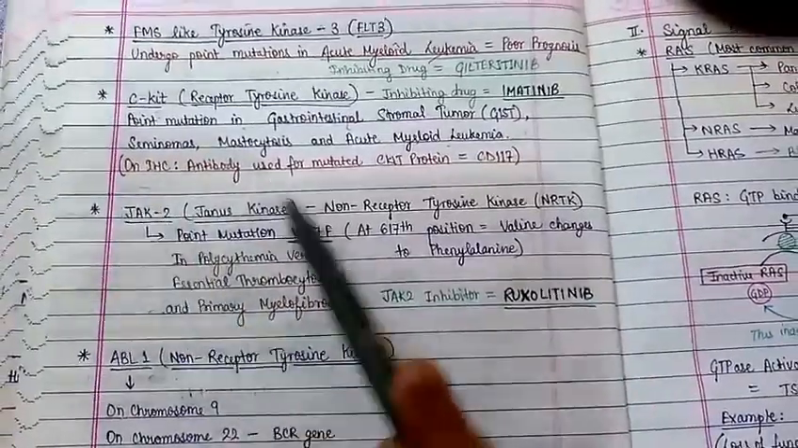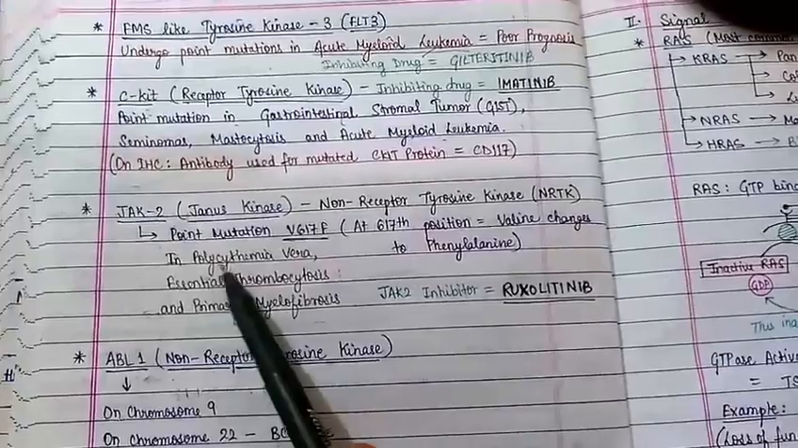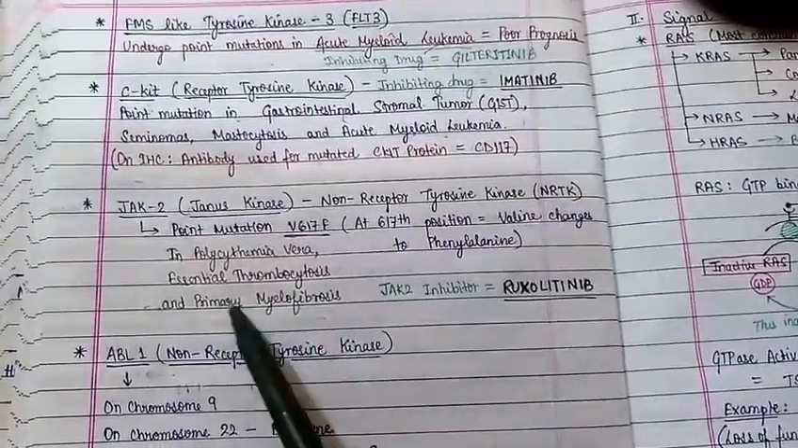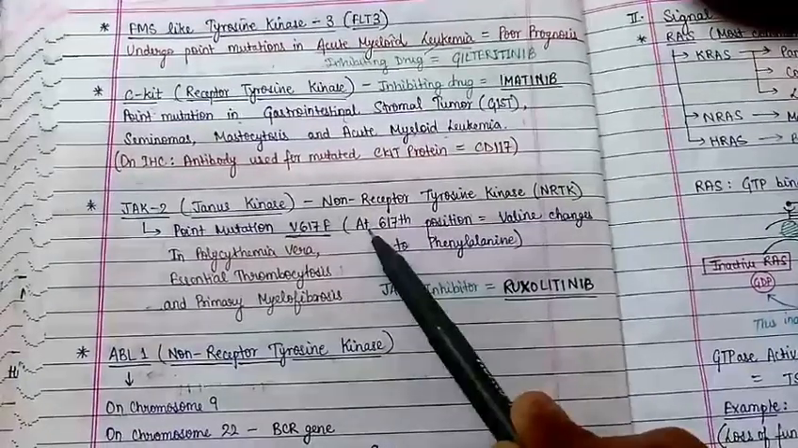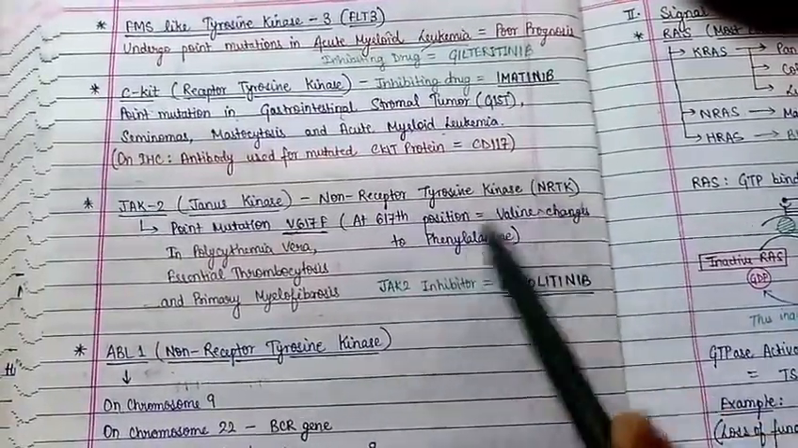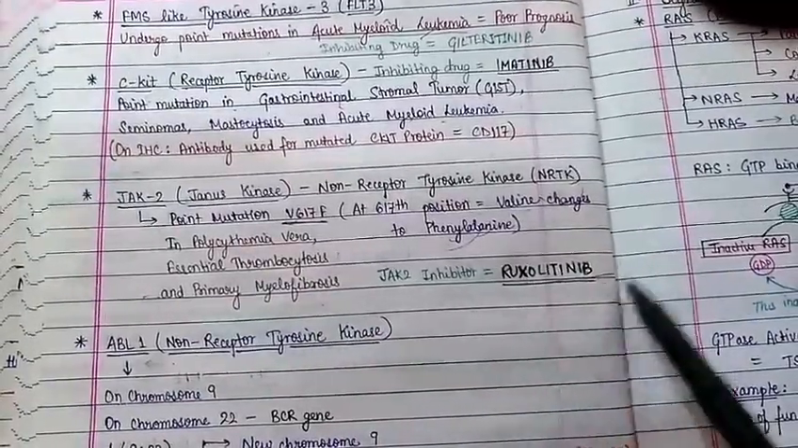Now the next one is JAK2, Janus kinase. It is a non-receptor tyrosine kinase. Its point mutation is seen in polycythemia vera, essential thrombocytosis, and primary myelofibrosis. Clear? One is V617F, which means at the 617th position valine changes to phenylalanine. And one inhibitor of JAK2 is ruxolitinib.